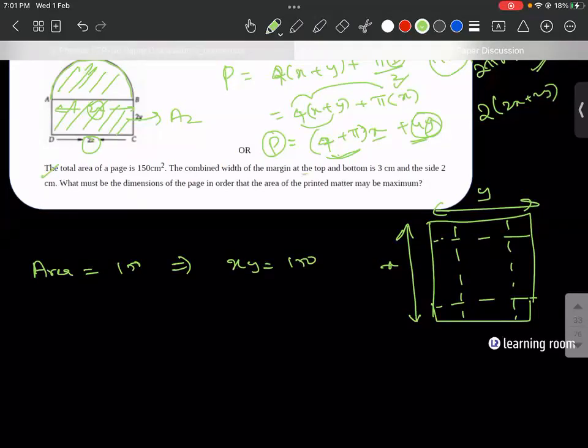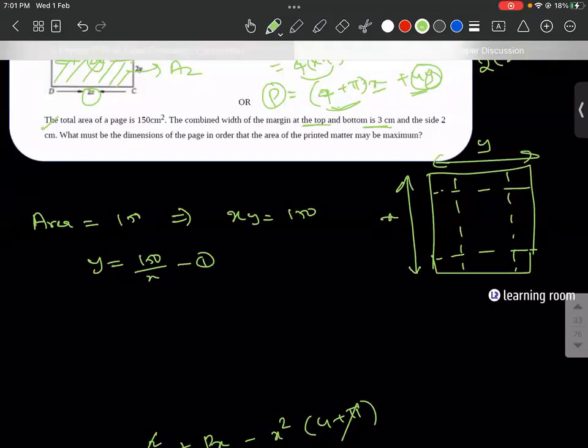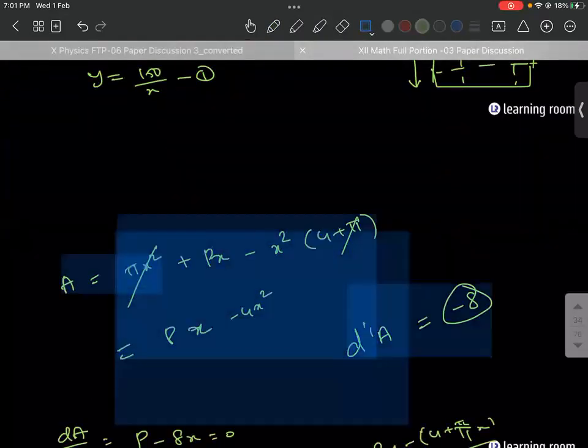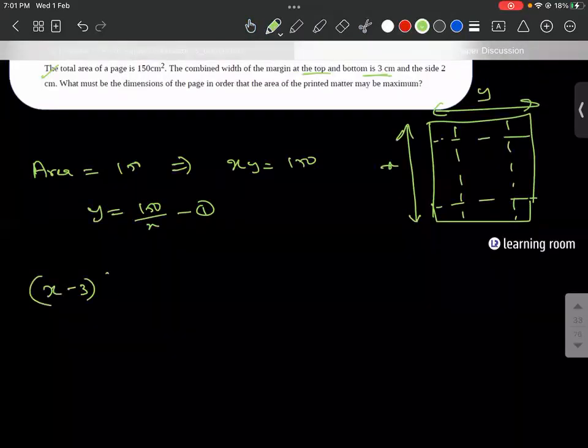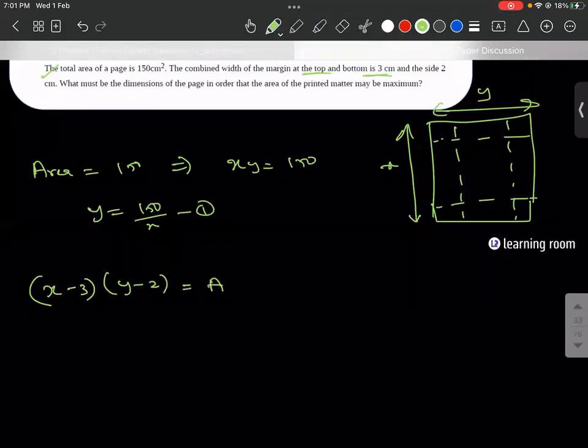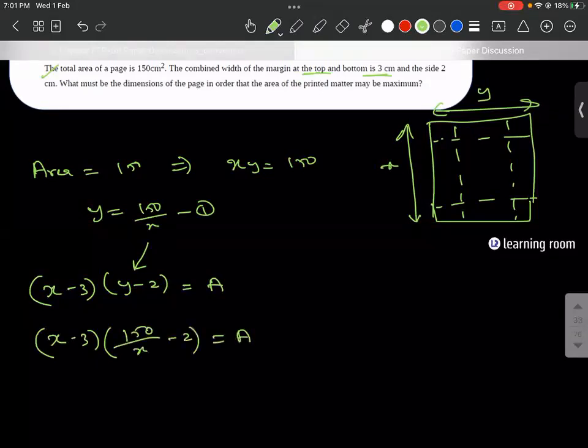The combined width of the margin at the top and the bottom is 3 centimeter. So xy is equal to 150 means y is equal to 150 divided by x. Now, what is going to be the area that can be printed? (X minus 3) into (y minus 2), sir. Very good. Y minus 2 is equal to area. So in the place of y, can we substitute this? (X minus 3) into (150 by x minus 2) is equal to A.